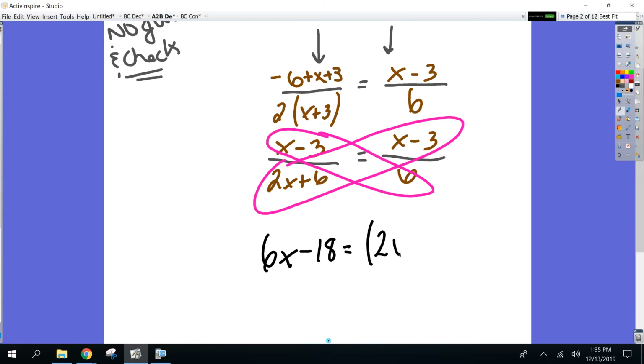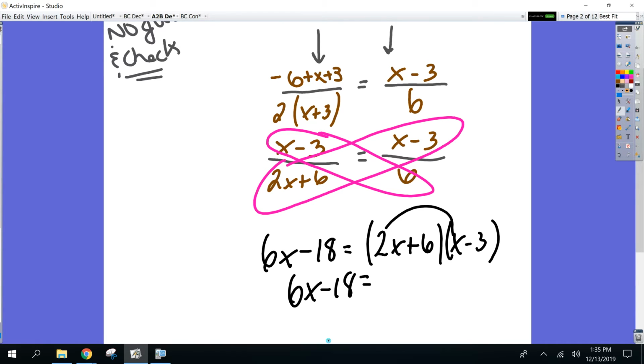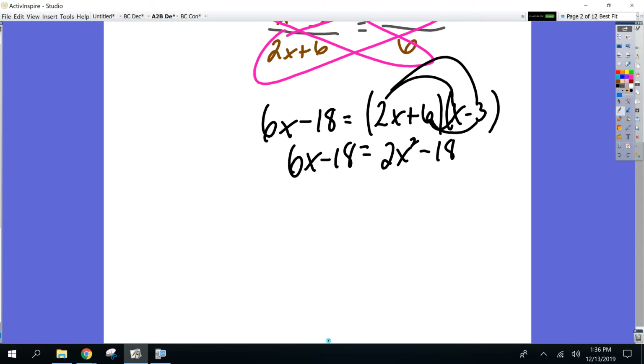I'll write it out. With me, ready. Boom, what do you got? x squared. What do you got? Negative 6x. Negative 6x plus 6x. What happens? They're gone. 6 times negative 3. I'll tell you when I'm nervous, and I'm nervous if you can't do that. I'll be honest with you. Through this whole process, I'm nervous if you can't multiply those two.